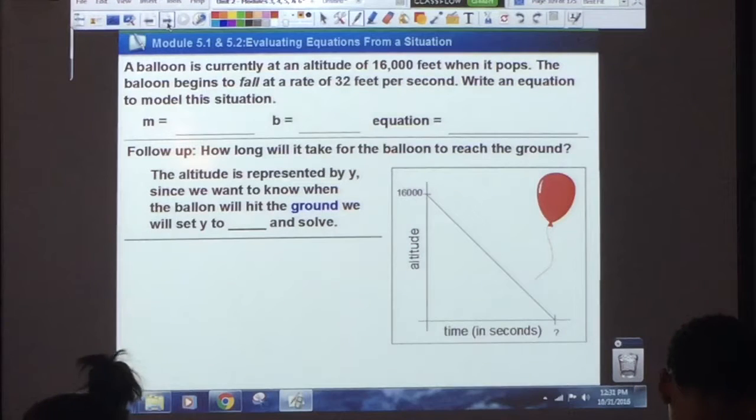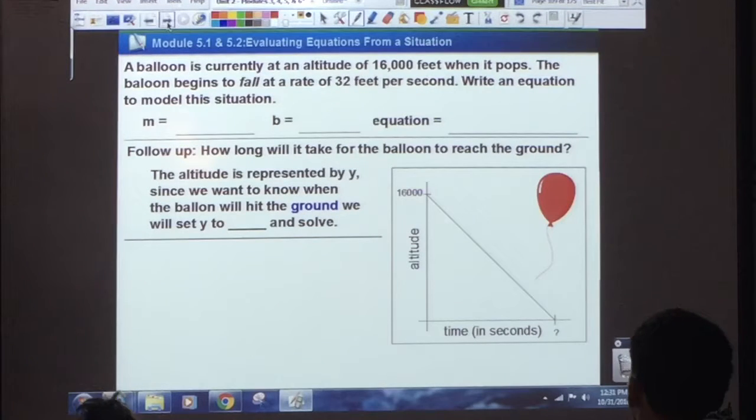All right, last one. The one most people get wrong. Let's put these away for a second. Read the scenario. A balloon is currently at an altitude of 16,000 feet when it pops. The balloon begins to fall at a rate of 32 feet per second. Write an equation to model the situation.